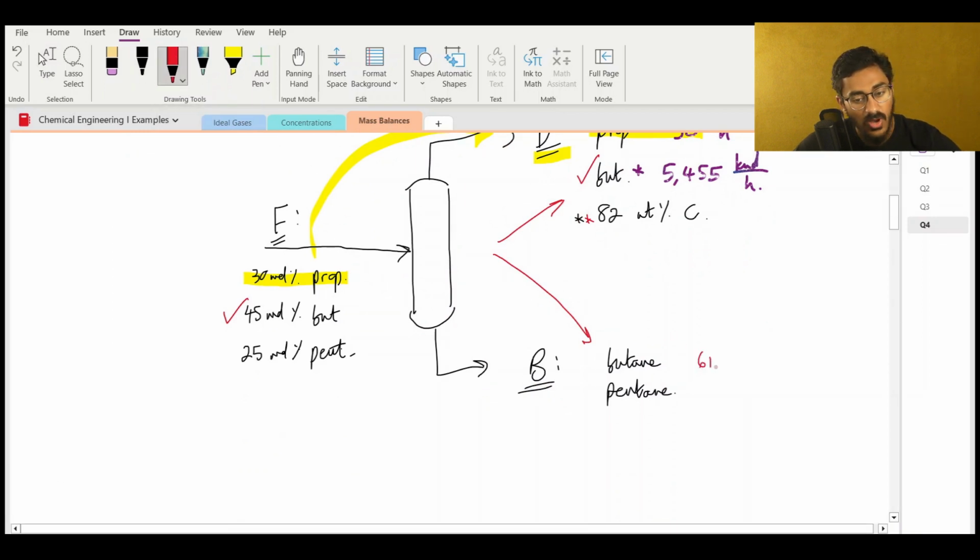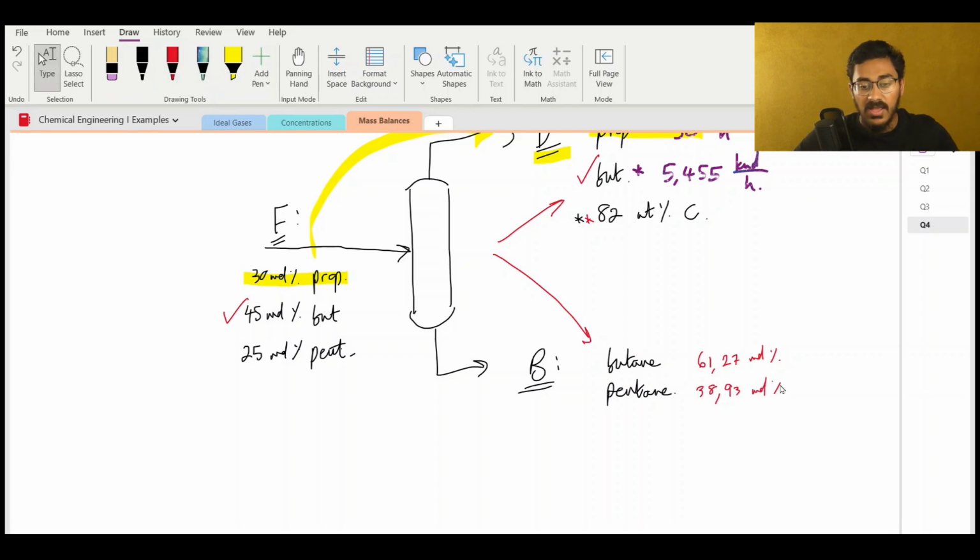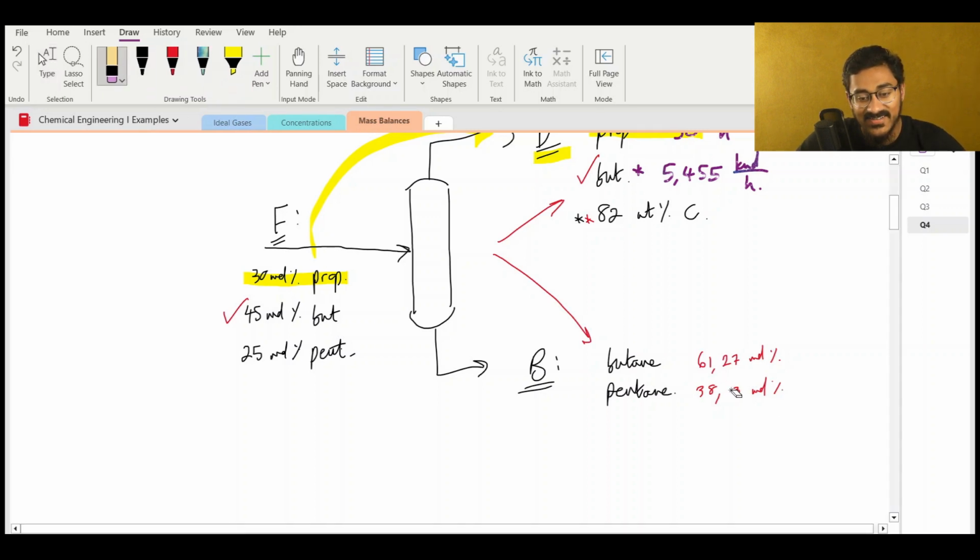of 61.27 mole percent butane and then 1 minus 61.27. I'm not sure what the maths is there. 38 point something. Okay, 38.73. Oops. All right. Okay. This is chemical engineering, not strict mathematics.